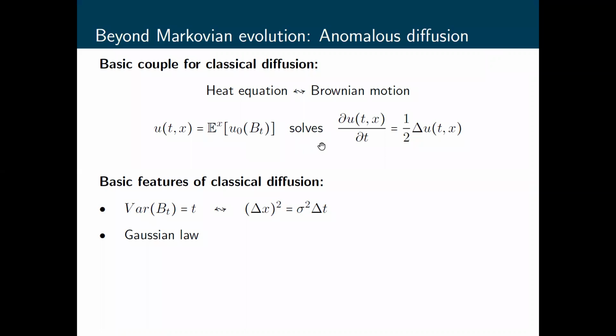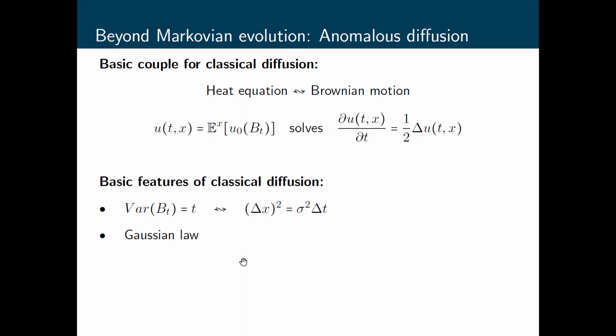Namely, we can solve heat equation by means of Brownian motion using this nice formula, which can be called also a special case of Feynman-Kac's formula. And classical diffusion has two basic features, namely mean square displacement of the diffusing particles is proportional to the time increment, and the underlying processes have Gaussian law.